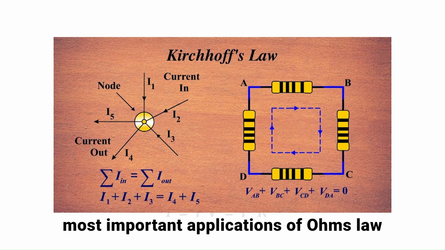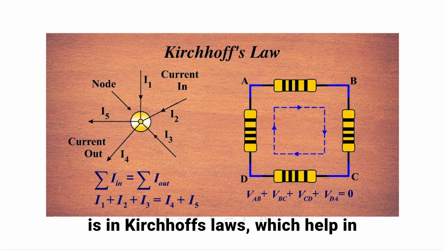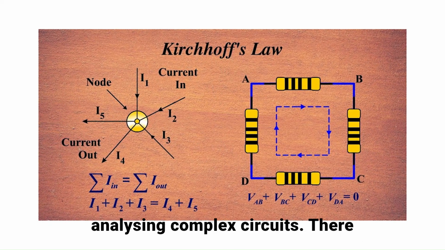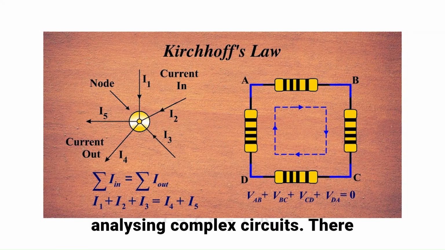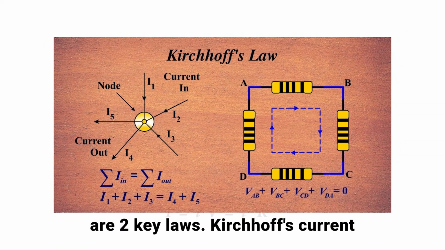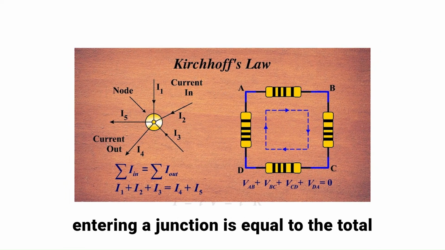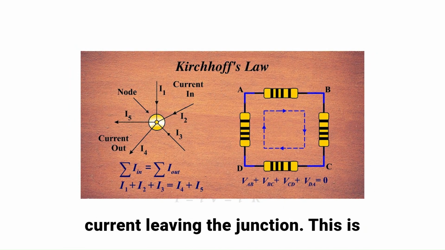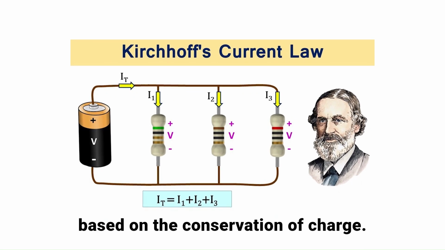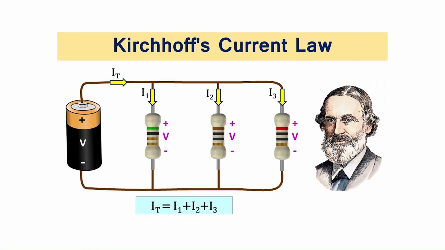One of the most important applications of Ohm's law is in Kirchhoff's laws, which help in analyzing complex circuits. There are two key laws. Kirchhoff's current law, KCL, states that the total current entering a junction is equal to the total current leaving the junction. This is based on the conservation of charge.